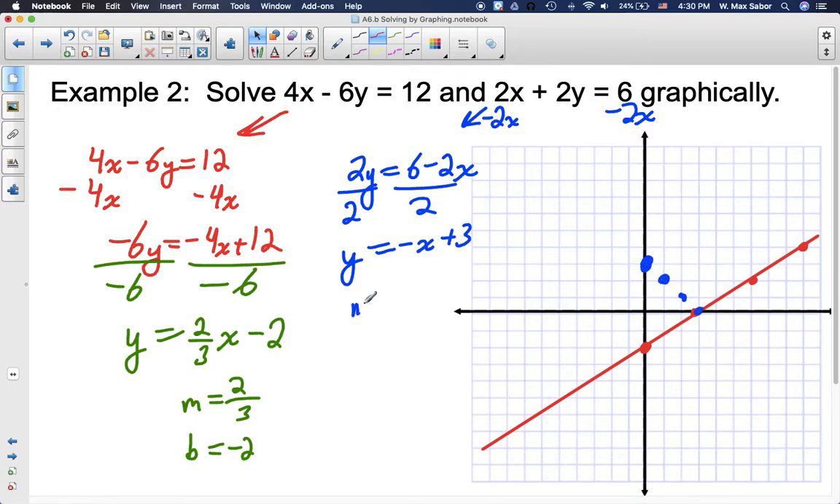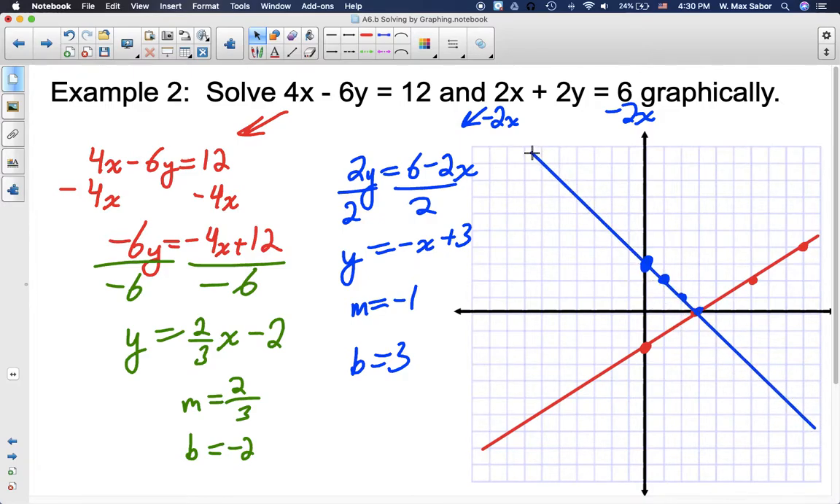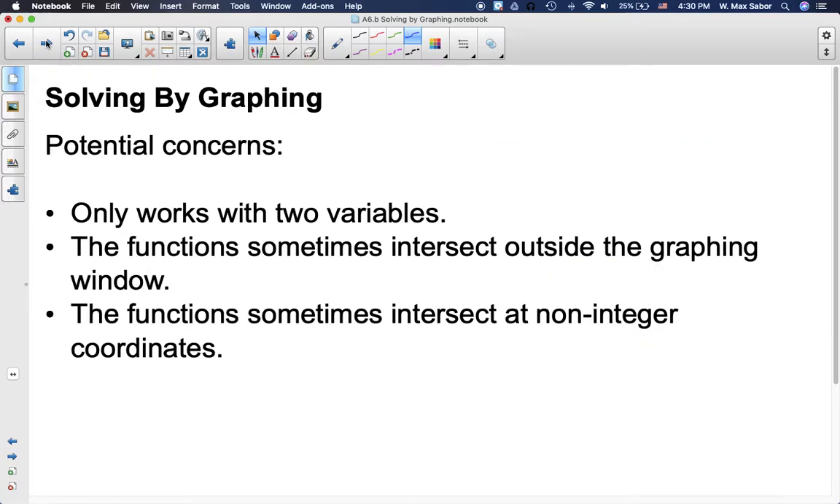If you're confused on that, again, the slope is -1, the y-intercept is 3. Go back and revisit how to graph linear functions if this is confusing right now. So that is our line, and they cross at the point 3, 0. So when x is 3 and y is 0, you get 12. When x is 3 and y is 0, you get 6. So that works.